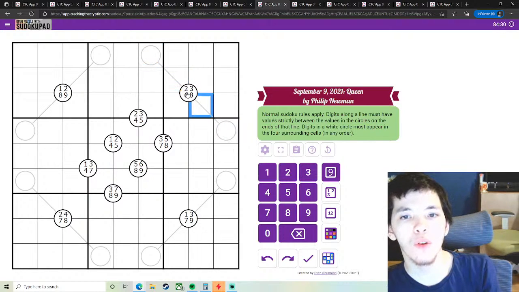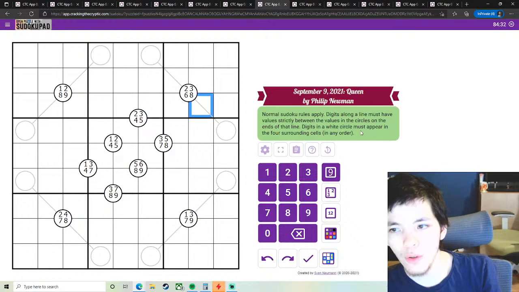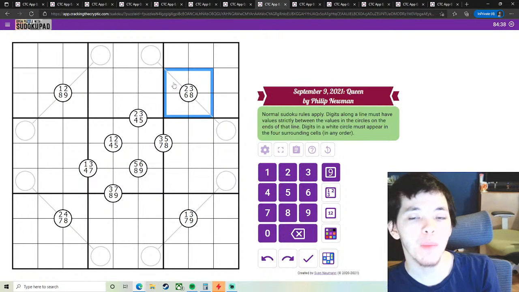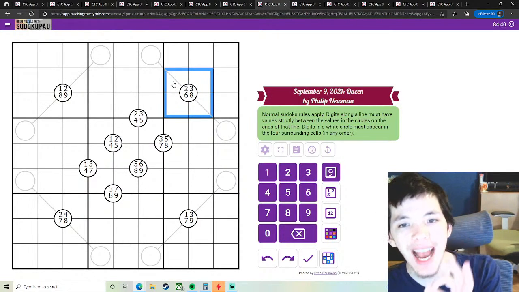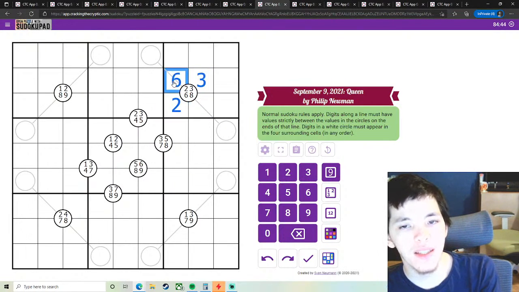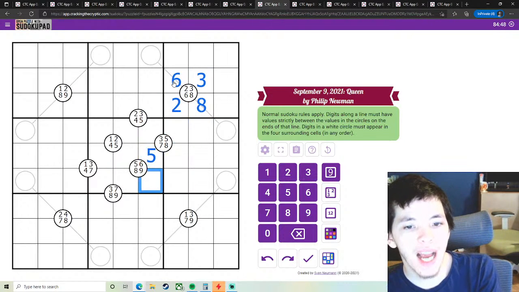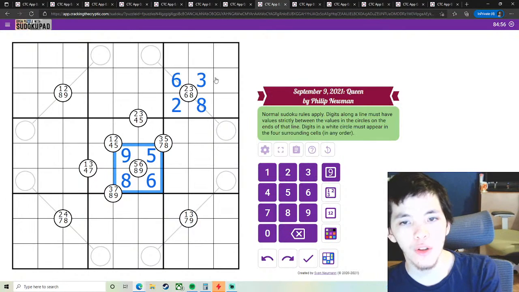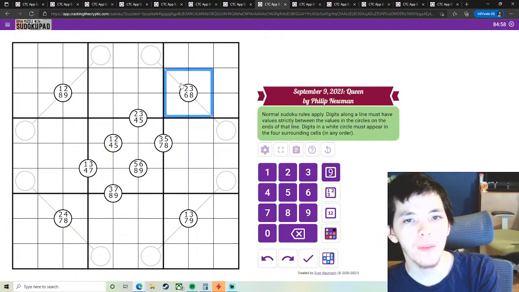But I'll read the circle rule. Digits in a white circle must appear in the 4 surrounding cells. So this one, instead of telling you the maximum number that can fit in a cell, tells you the exact 4 digits. We know a 2, a 3, a 6, and an 8 must appear inside of here. A 5, a 6, an 8, and a 9 must appear inside of this set of 4 digits, in any particular order. I just put in random order.